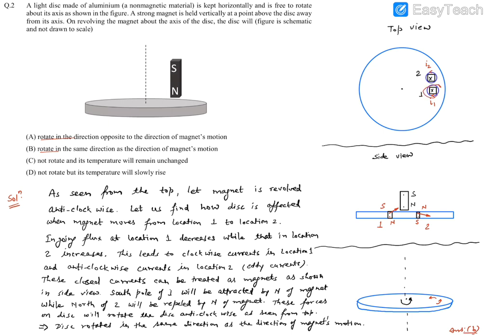So these clockwise currents are basically a kind of magnet in themselves. If you look from the side, you'll find this current will have its north downwards and its south upwards. So this dipole, the current-carrying loop or current-carrying paths that were there, will be behaving like a bar magnet. And that first bar magnet from the side view looks like this. That means its north will be downside and its south will be upside.